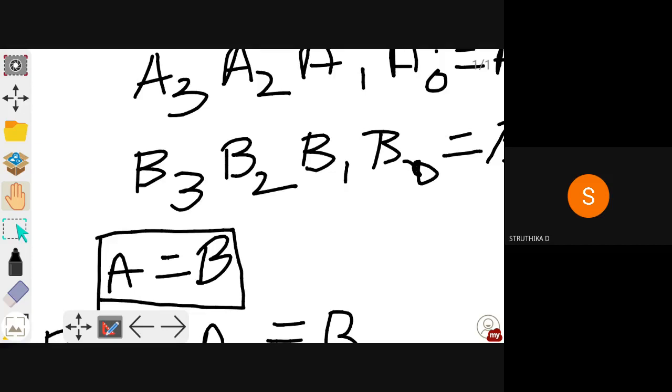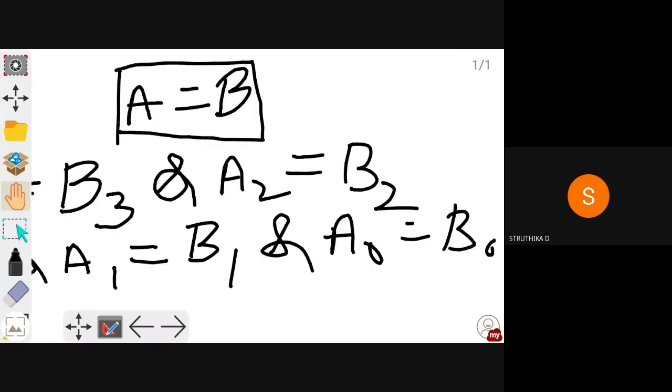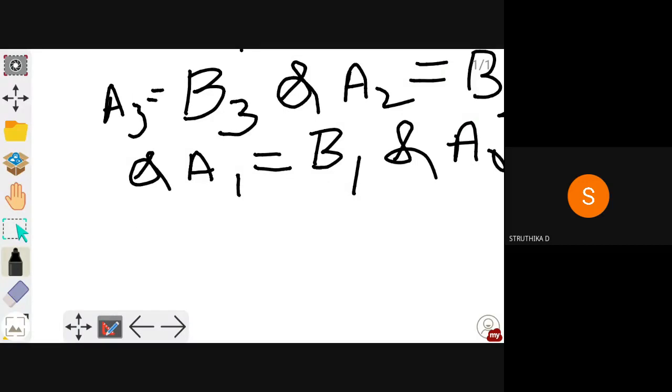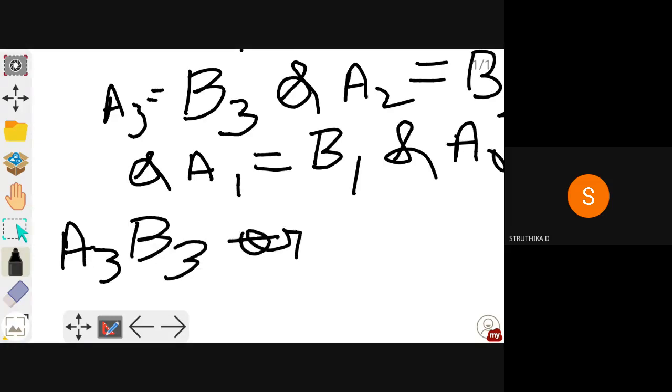Here we use OR because it can be either 0 or 1. The bit A3 can be 0 or it can be 1. So if A3 is 0, B3 should also be 0. If A3 is 1, B3 should also be 1. So what is the condition for A3 equal to B3? A3 equal to B3 means either A3 is 1 and B3 should also be 1, or A3 is 0, that is A3 dash, and B3 should also be 0.